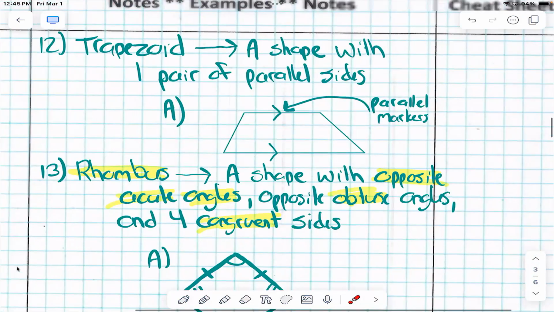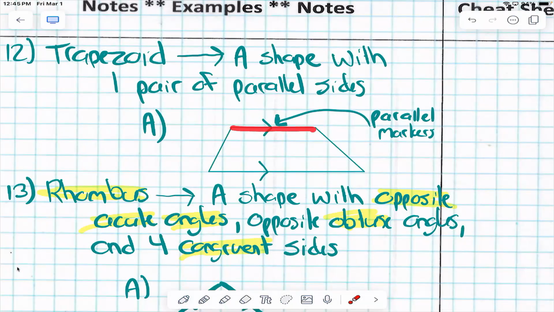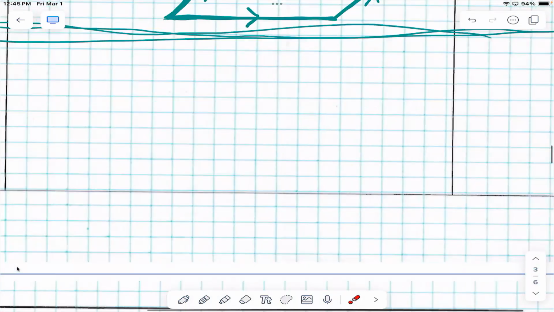Trapezoids, rhombus, parallelogram. They're all great. We're not going to talk about what they are. All I want to talk about is a trapezoid. A trapezoid has two lines that never intersect. We know that these two lines are never going to intersect because they're marked with these things. What are those things called? Parallel markers. You guys are doing great.